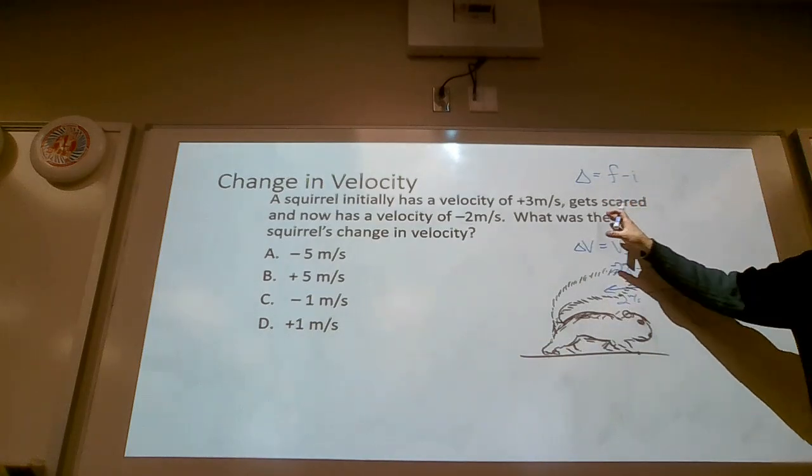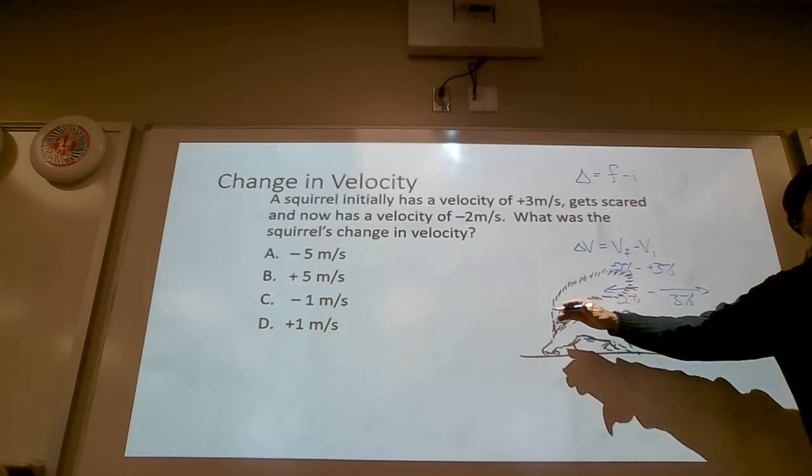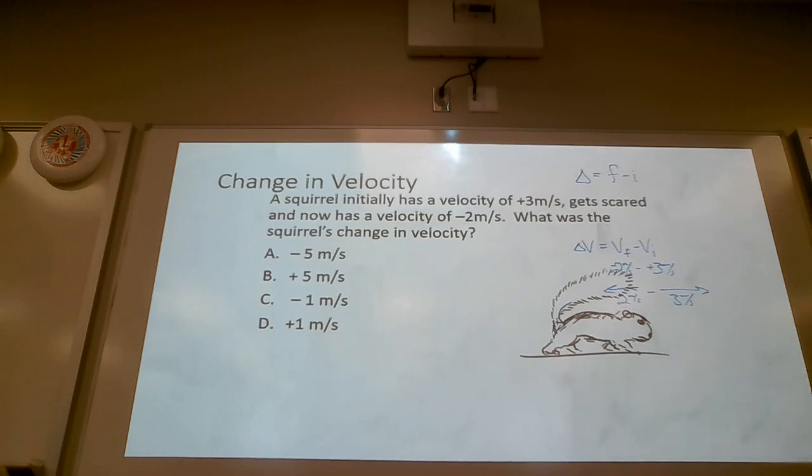So taking what we've already known how to do, but looking at it vector-wise, we're flipping this the other way. Negative 5 meters a second. Good? Okay.